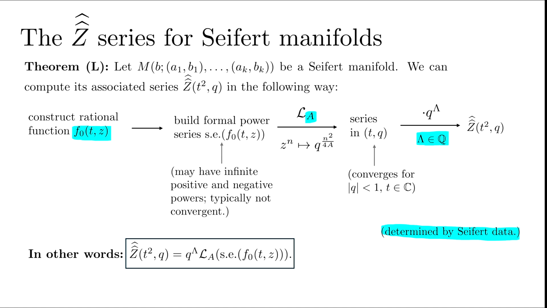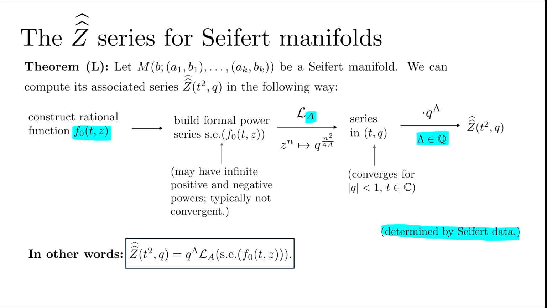So you start by building a rational function in 2 variables, f0. Then you take that rational function and build a formal power series from it. This is going to have infinite positive exponents and infinite negative exponents. It's not going to be something we can make sense of as anything beyond just a formal power series. But we can manipulate it in a certain way, which is a Laplace transform, and that's going to give us something that actually converges.